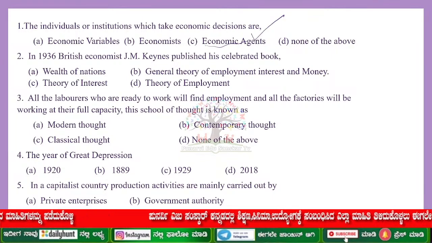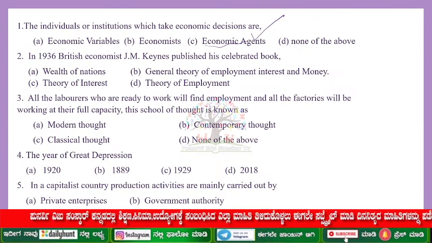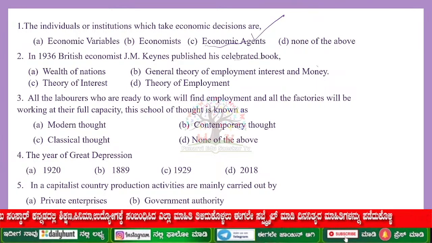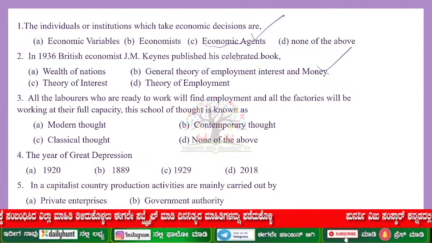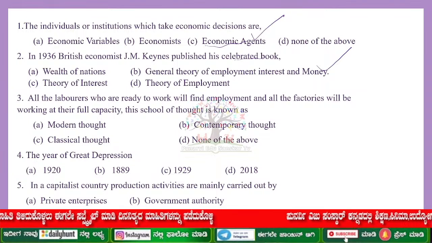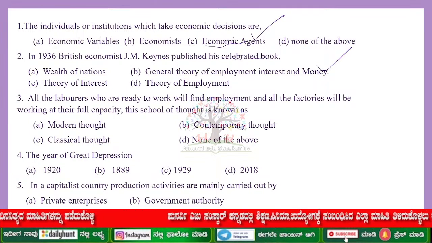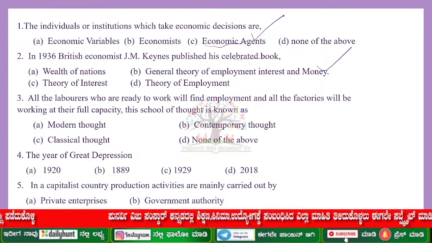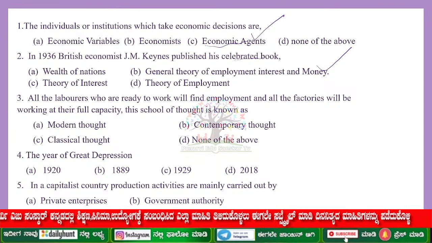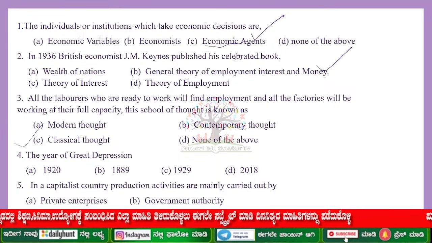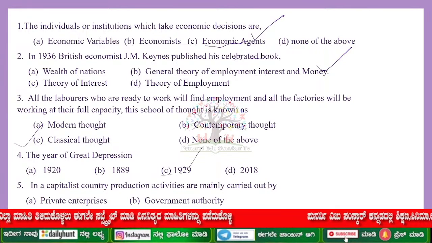In 1936, the British economist J.M. Keynes published a celebrated book, that is General Theory of Employment, Interest and Money. All the laborers who are ready to work will find employment and all the factories will be working at their full capacity. This school of thought is known as classical thought. The year of the Great Depression is 1929.